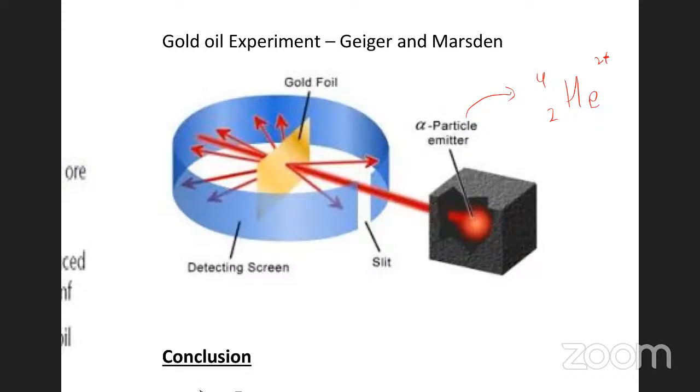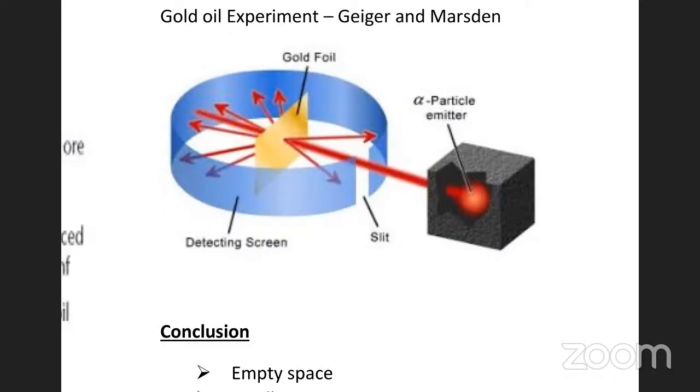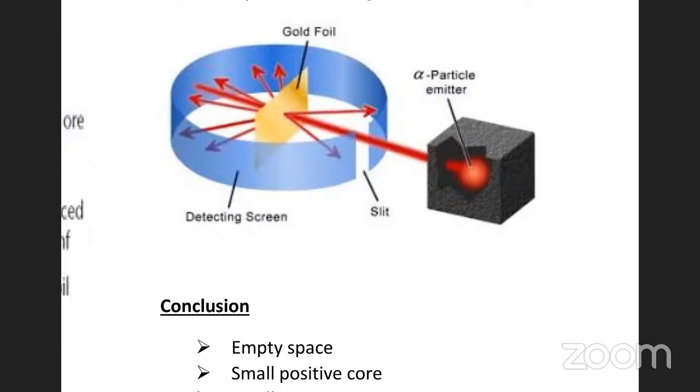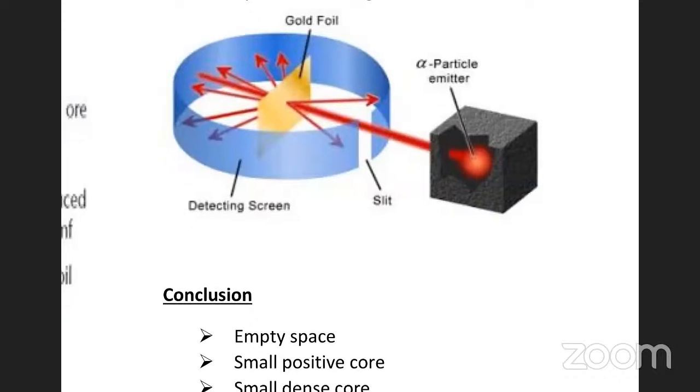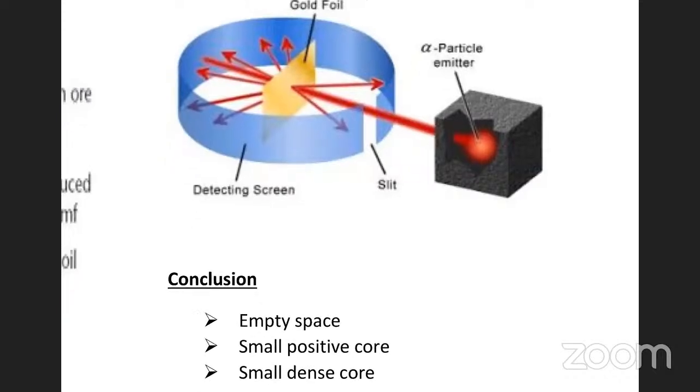The first thing that happened is that most of them went straight through. The conclusion was that the atom is mainly empty space. A few of them were deflected, which meant that the atom had a small positive core, and an even smaller amount were reflected, came back at you. So the third conclusion was that the core was small, and it was also solid.